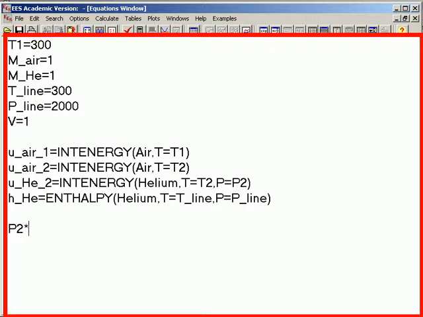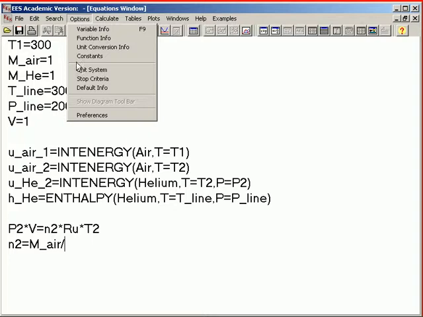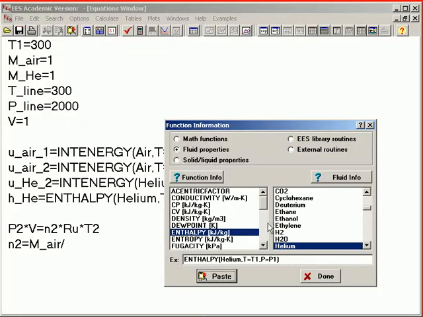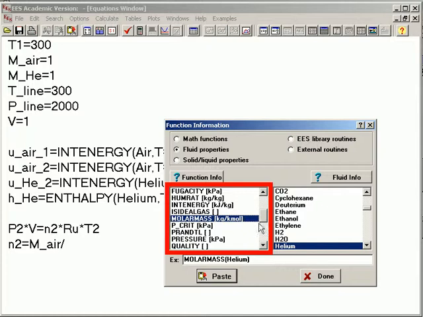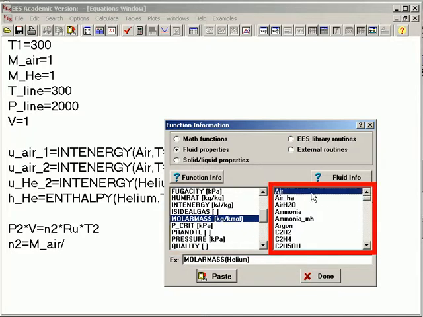So if we have P2 times the volume, that will equal the number of moles at state 2, let's call it N2, times the universal gas constant, which I'll call R sub U, times T2. Now N2, as I said, is the number of moles at state 2, and so that is going to equal the mass of the air divided by the molecular weight of air. And if you don't remember the molecular weight of air, we can go back to our function info and go to molar mass and air.